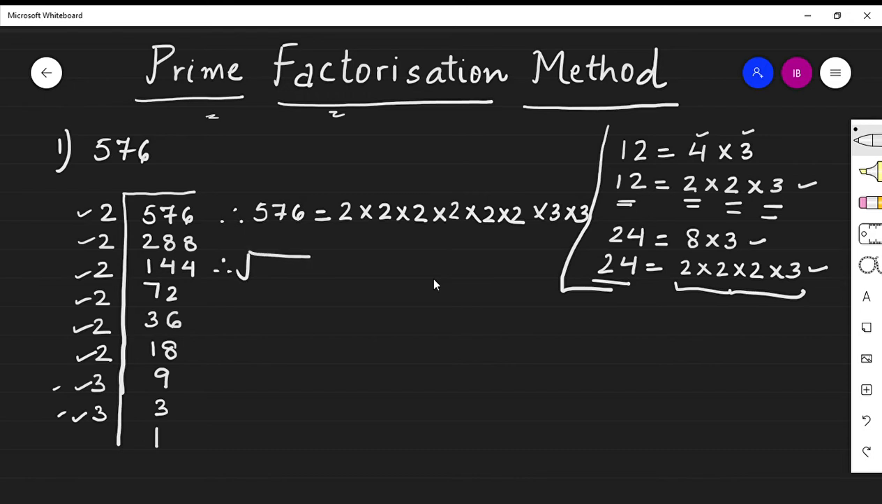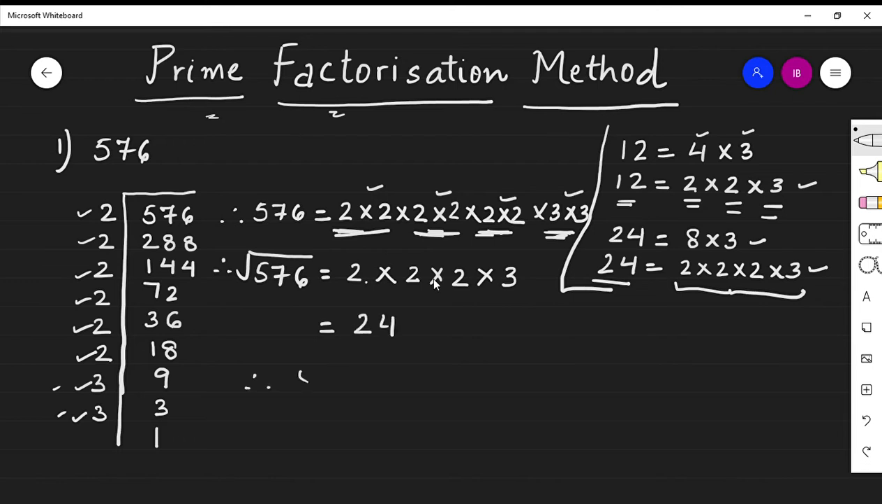If I want to find the square root of 576, we are going to pair up the prime factors. We are going to make groups of prime factors, groups of 2s. This is one pair, this is one pair, this is one pair, and this is one pair. For each pair, I will write that prime factor only once. So for this pair, I will write 2. For this pair, I will write 2. This 2. And for this pair of prime factor 3, I will write 3 once. Therefore, it is 2 times 2 times 2 times 3, which is 24. Therefore, the square root of 576 by the prime factorization method is 24.